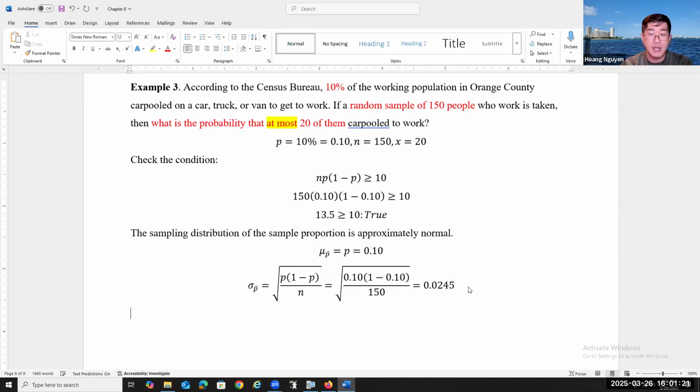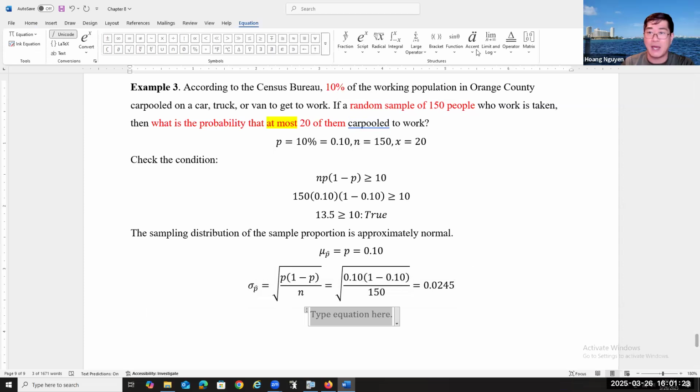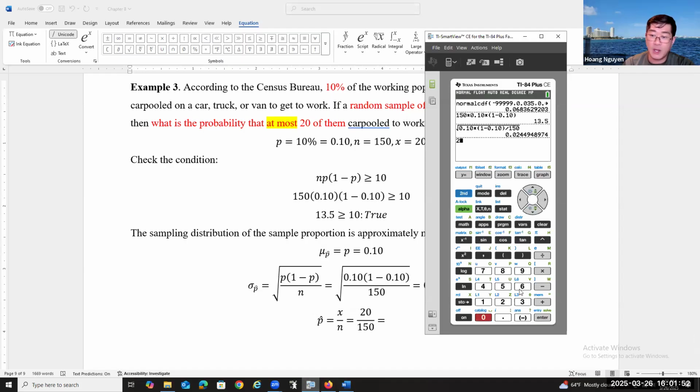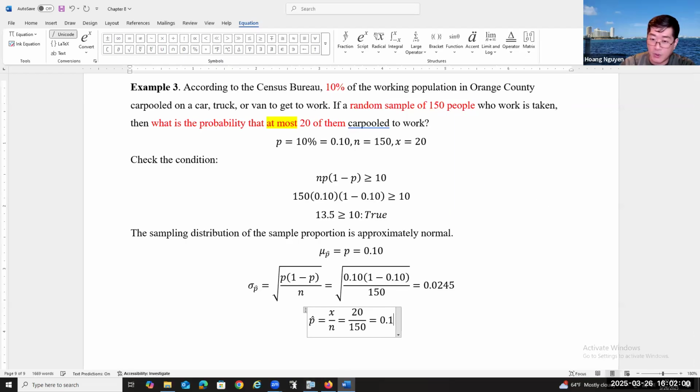So you have to calculate the sample proportion, p hat. Everything has to be consistent, so you have to keep the calculation in terms of proportion. We have the population proportion, and now we need the sample proportion. X is 20 and N is 150, so we get 20 divided by 150, which is 0.1333. I'm going to use 4 decimal places again.